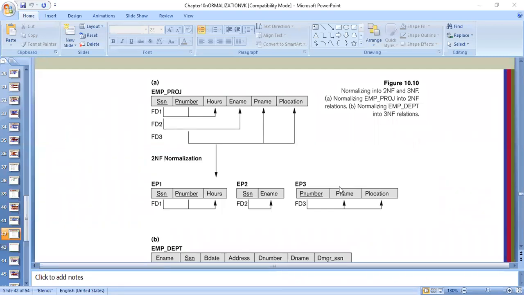So this is how we can now consider these three tables, EP1, EP2 and EP3. We can think of naming them properly. After we name them properly, we can consider that we have brought this unnormalized employee project table into the second normal form. Clear with that? Is this example clear to you?